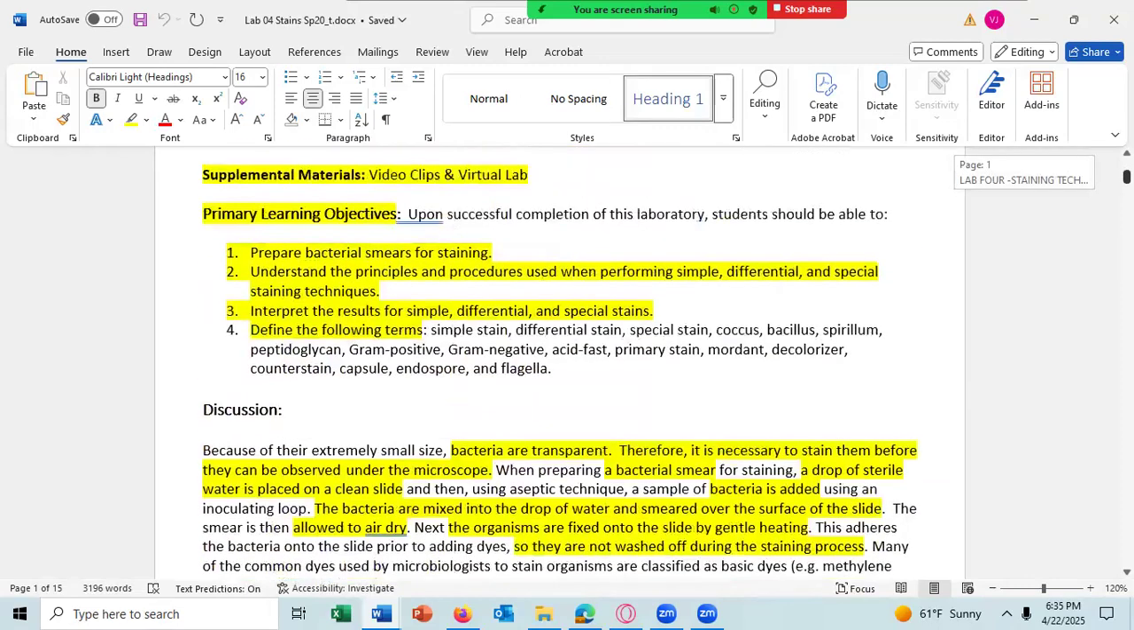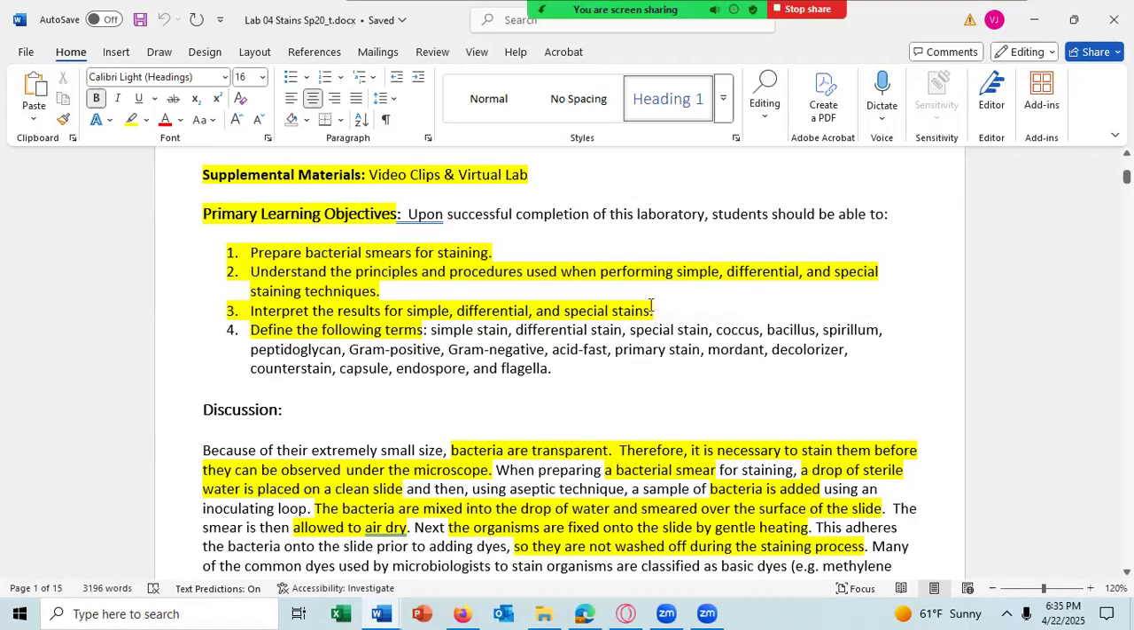Your learning objectives for today: 1, prepare bacterial smears for staining. 2, understand the principles and procedures used when performing a simple stain, a differential stain, and the special staining techniques. And 3, interpret the results for the simple, the differential, and the special stains.